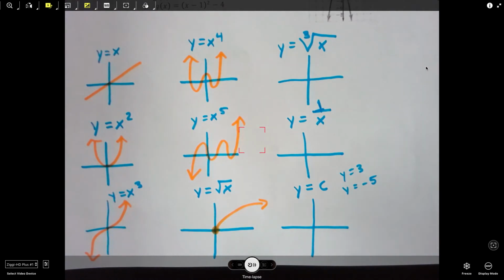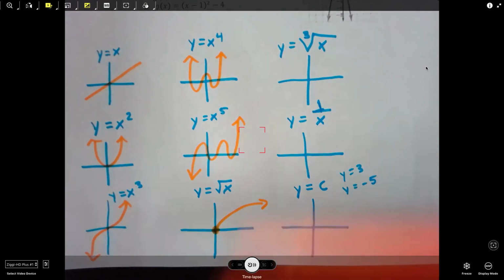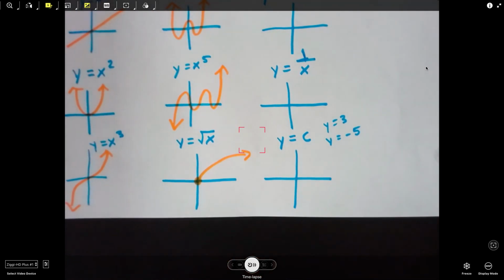The square root of x is a special one because he stops right here. He does not go beyond and down into the negatives. Why not? You can't have a negative square root. You cannot have a negative inside of a square root.